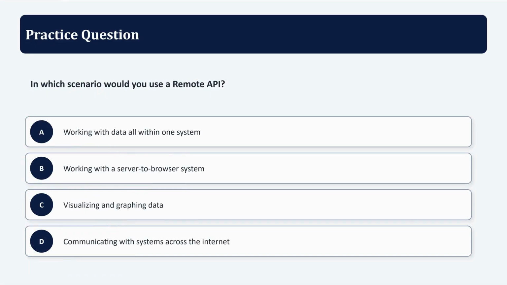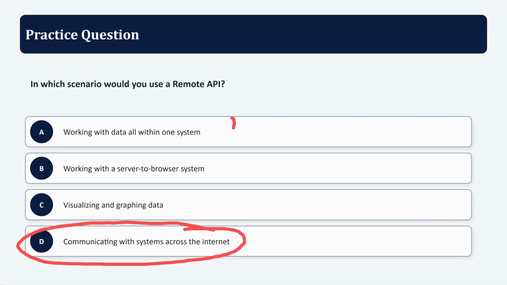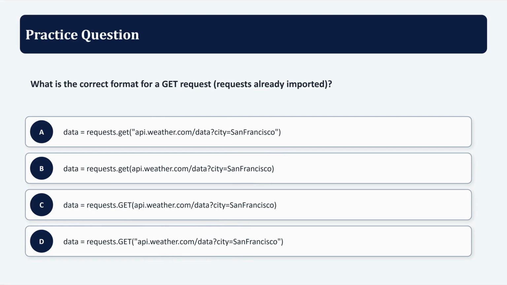In which scenario would we use a remote API? Remote APIs are mainly used when we're communicating with systems across the internet. All of these others are not really the use cases of remote APIs, so they're not the answers. Which is the correct format for a GET request? Here you can notice this is in string form. For some reason, both of these are in capitals, so those won't work, meaning that A is the answer.